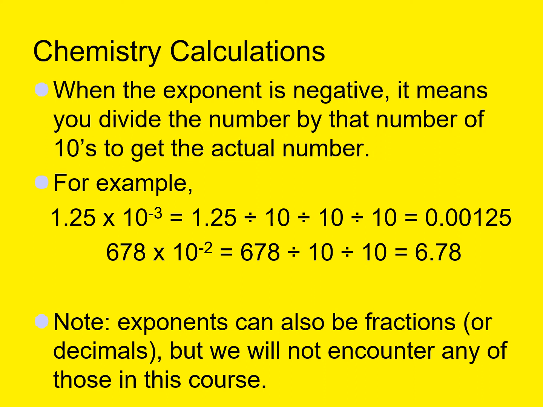And the answer is 0.00125. If you have 678 times 10 to the minus 2, it means 678 divided by 10 twice, which of course is equal to 6.78. Now you can have not only positive and negative exponents, you could have fractions or decimal numbers, but we will not encounter any of those in general chemistry course.